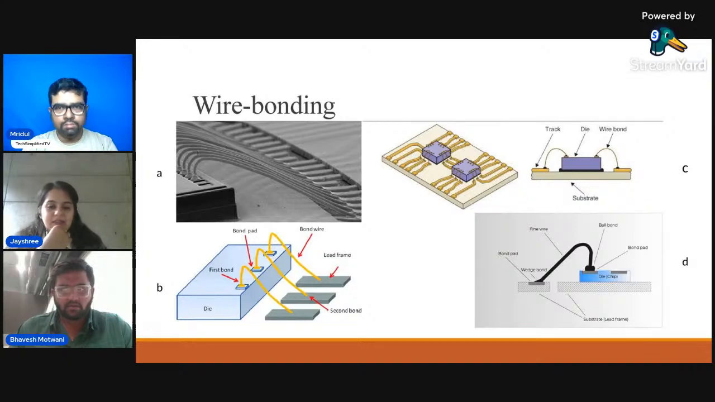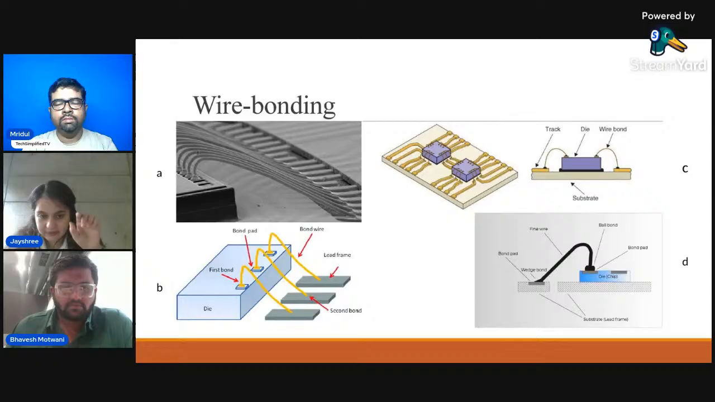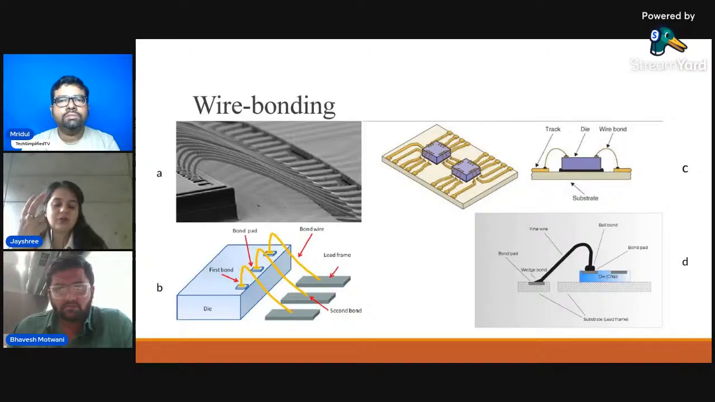Okay, in this image there are four images: A, B, C, D. So think first of image A. There are the wires. There is a substrate and there is a die. In between, the connection is done with the wires, and the wires could be of gold, aluminum, copper, or silver. Depending upon our requirements, we are going to change the material of the wires.